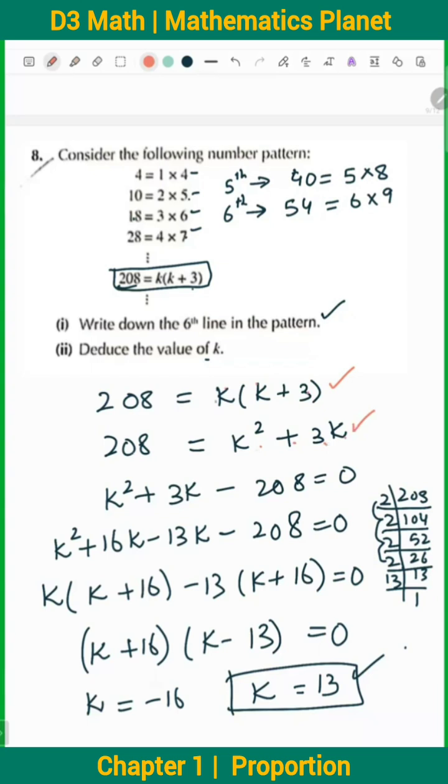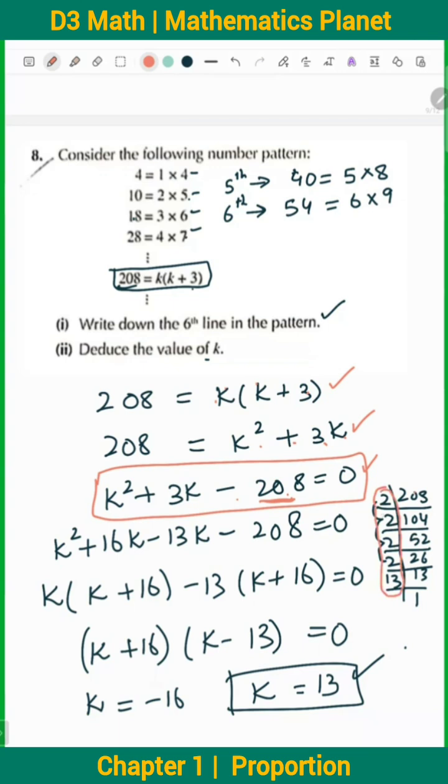So we take everything on this side. So 208 will come to the left side, it will become minus 208, which is equal to 0. Correct? Now from this part, what we have to do, we have to factorize them. For factorizing a quadratic equation, we use middle term breaking. So we will factorize 208. When we factorize 208, we get all the factors of 208.